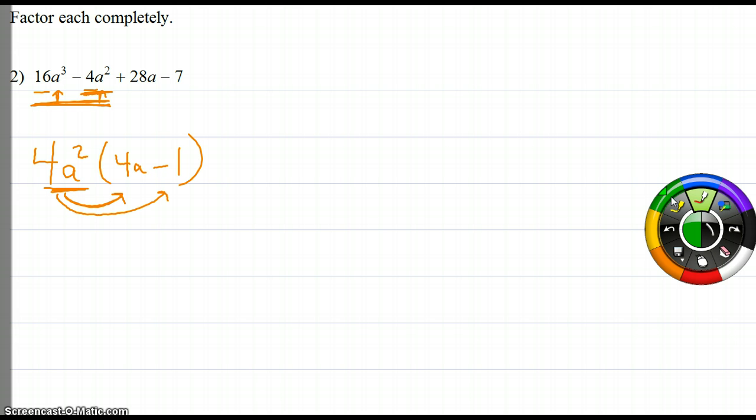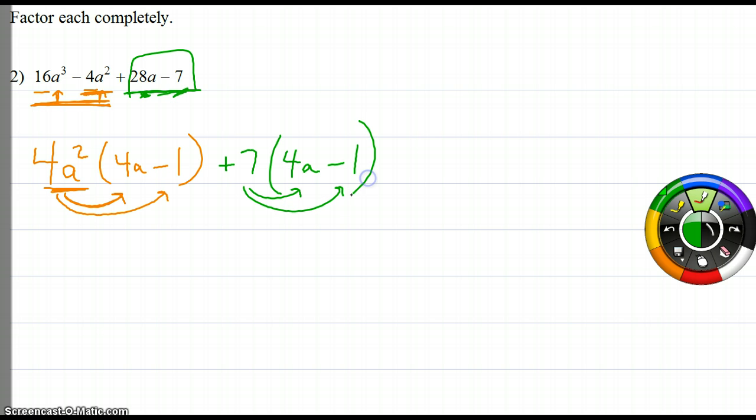Now, different than our last example, when we look at these two terms, they don't both have an a, but they both do have a 7 that's common. So when I factor out the 7 here, 7 times what is a 28? That would be a 4. Oh, I need an a. And 7 times what will be a negative 7? That will be a minus 1.